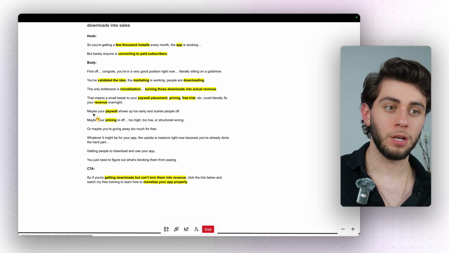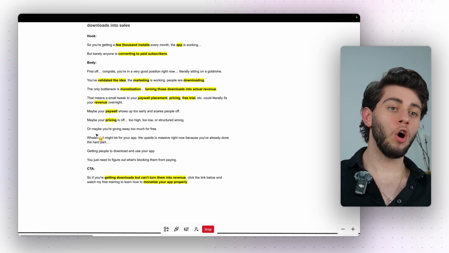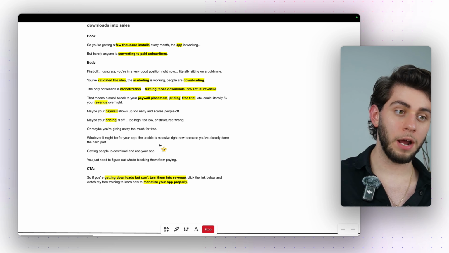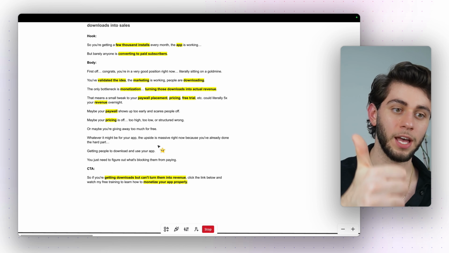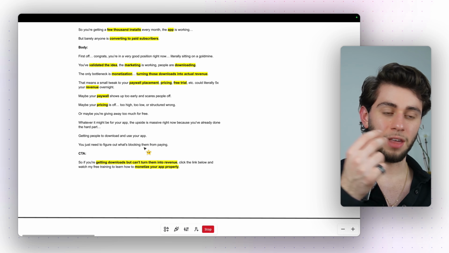Maybe your paywall shows up too early and scares people off. Maybe your pricing is off, too high, too low, or is structured wrong. Or maybe you're giving away too much for free, all right? Whatever it might be for your app, the upside is massive right now because you've already done the hard part, which is getting downloads from end users for your app. You just need to figure out what's blocking them from paying.